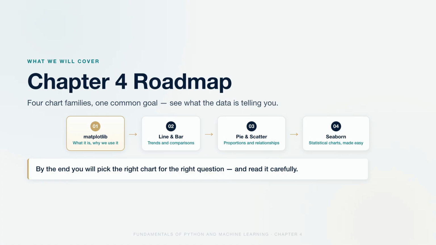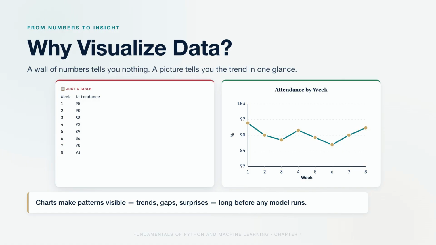to understand data. A dataset may contain hundreds of thousands of rows. When we look at a large table, it can be difficult to understand what is happening. For example, imagine we have student attendance data for several weeks. A table may show the numbers, but a chart can quickly reveal whether attendance is increasing, decreasing, or staying stable. Visualization helps us answer questions such as, are there trends over time? Which category is the largest? Are two variables related? Are there unusual values or outliers? Does the data look balanced or imbalanced?